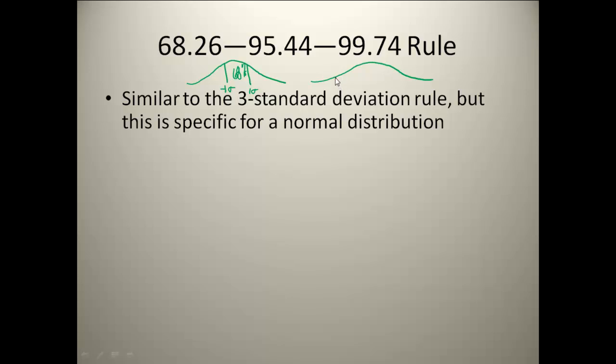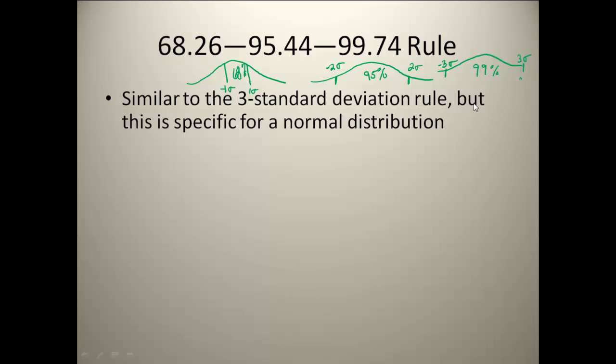It then tells us that if we go out to 2 standard deviations, now remember this is above or below, we are going to get 95% of our data within 2 standard deviations. If we go out to 3 standard deviations above or 3 standard deviations below, so within our 3 standard deviations, we are going to have 99% of our data values.